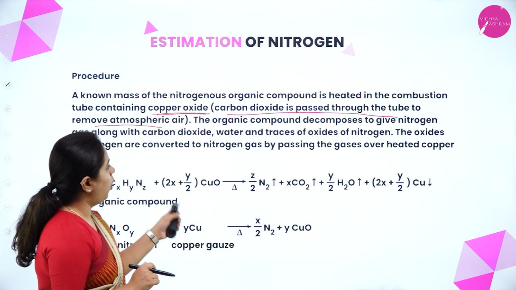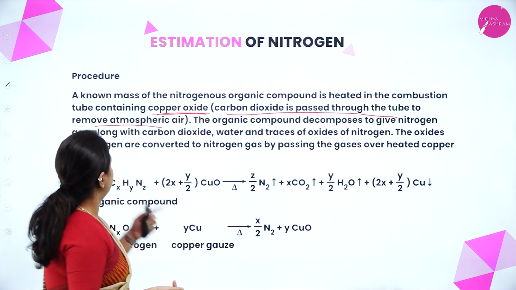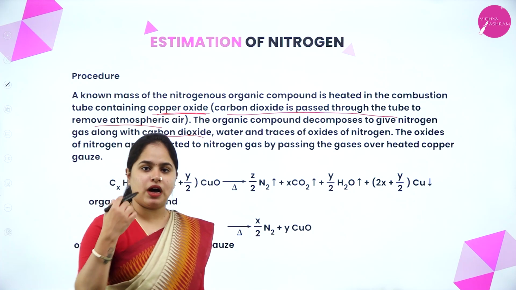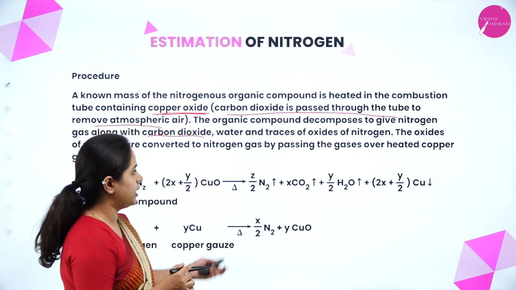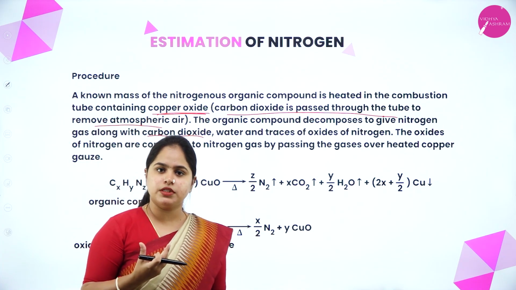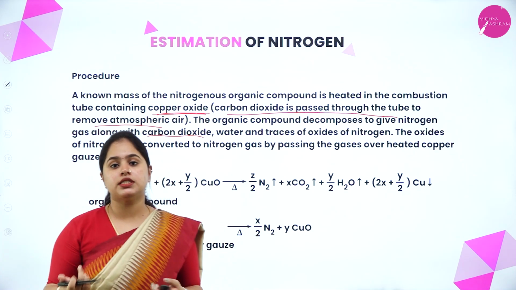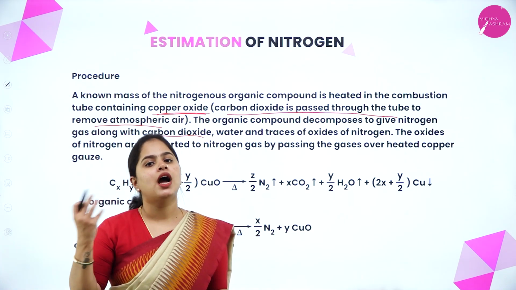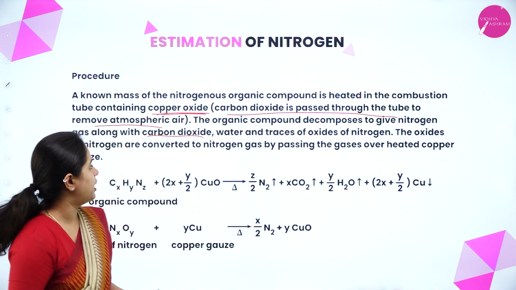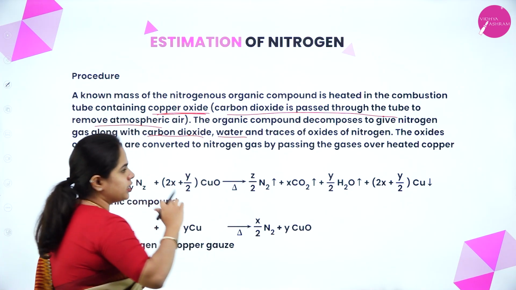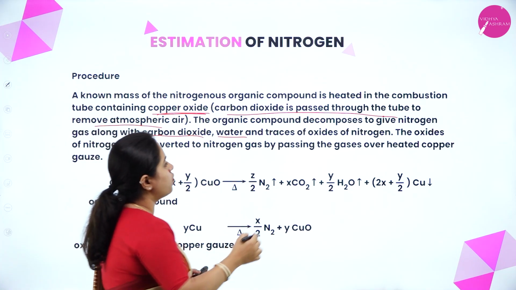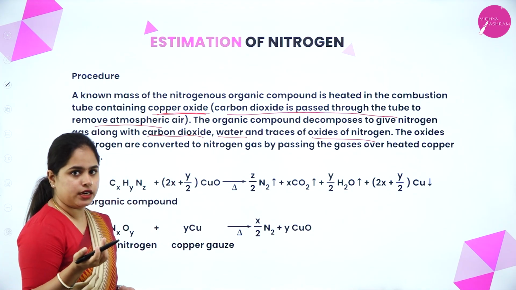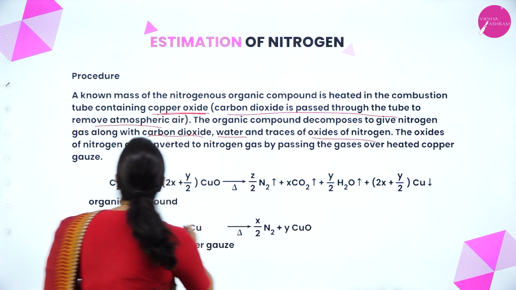Then the organic compound decomposes to give nitrogen gas along with carbon dioxide. When it passes through this combustion tube containing the copper oxide, carbon gets converted into carbon dioxide and nitrogen gets converted into nitrogen gas. Hydrogen gets converted into water, and traces of oxides of nitrogen will also be formed. The oxides of nitrogen are converted to nitrogen by passing the gases over heated copper gauze.